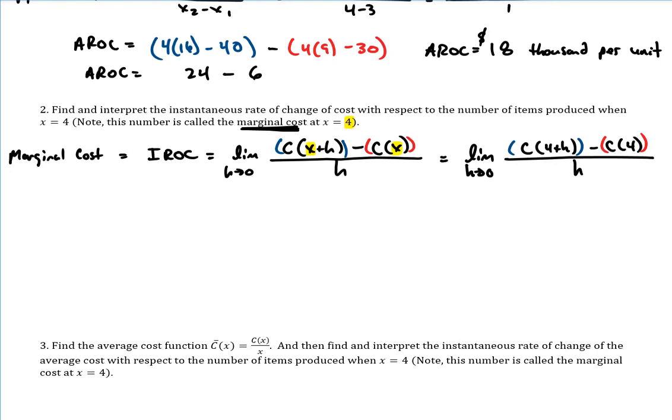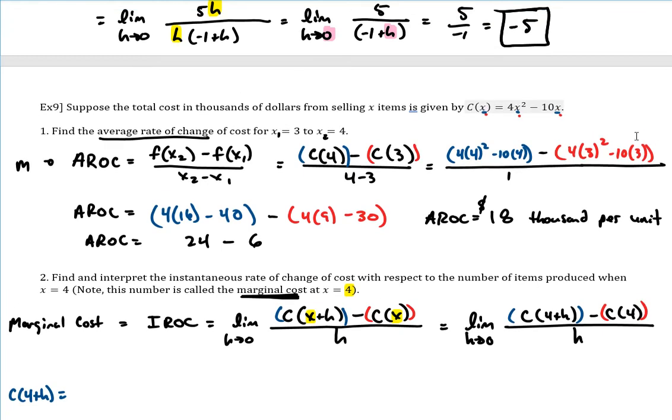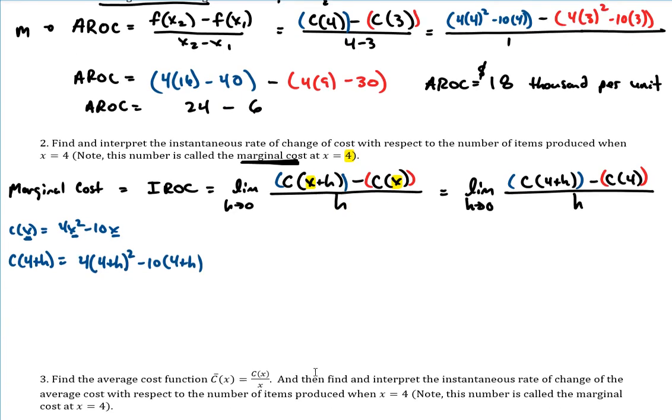So let's do the blue portion where I'm simplifying this. Okay, so I'd have c of 4 plus h. Now we're just using the cost function that they gave us when they wrote out the problem. So all I'm doing is subbing out the x's with 4 plus h. So I'd have 4 times 4 plus h squared minus 10 times 4 plus h. Okay, and just as a reminder, here is the cost function in case it's weird to look at it from way up high. All I was doing is replacing those x's to get this expression.